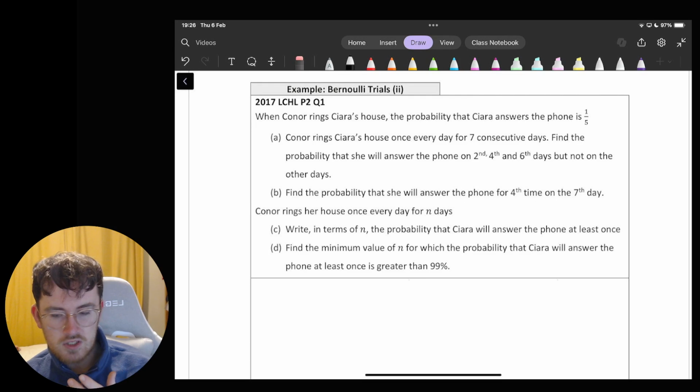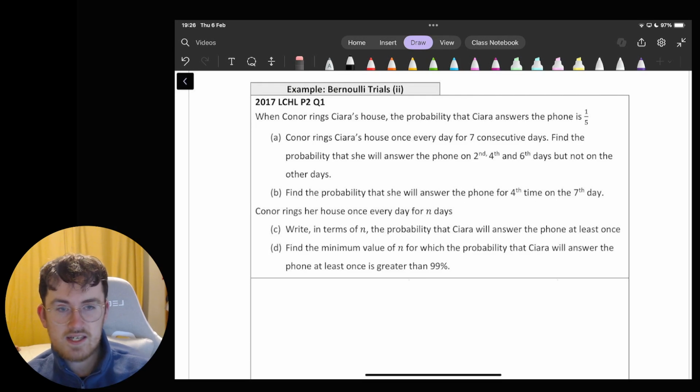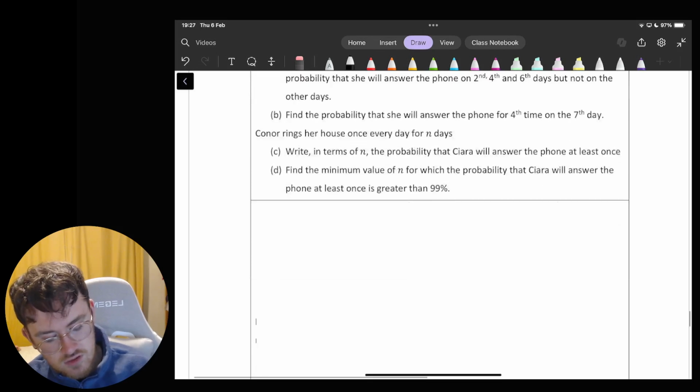So we're not being told here that we want her to answer 3 times. We're quite specifically told it's the 2nd, 4th, and 6th days. Now, the fact that it's those 3 days isn't really going to affect the probability. Really here we're being asked the probability that she answers 3 times, but just one case of that. So what I would do is I would try and list this out.